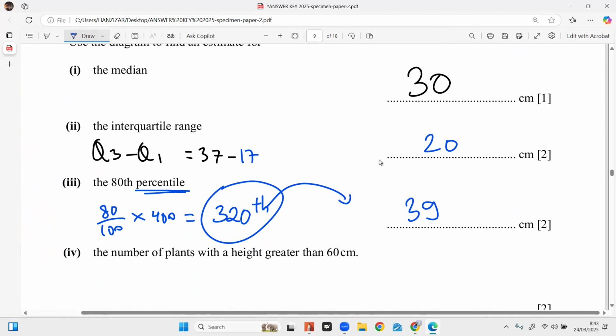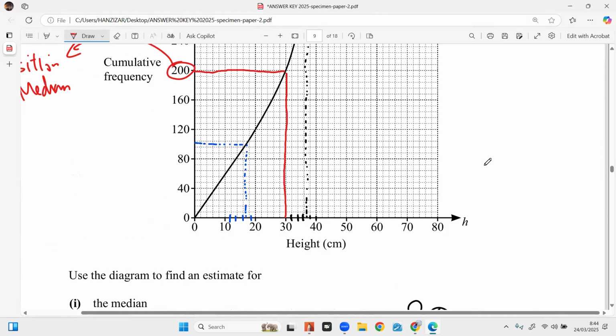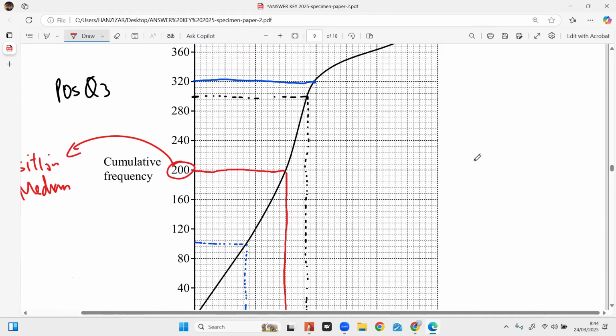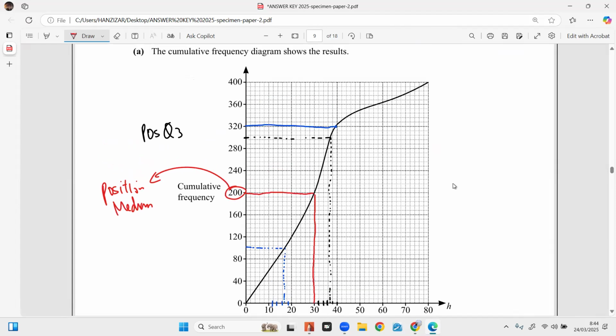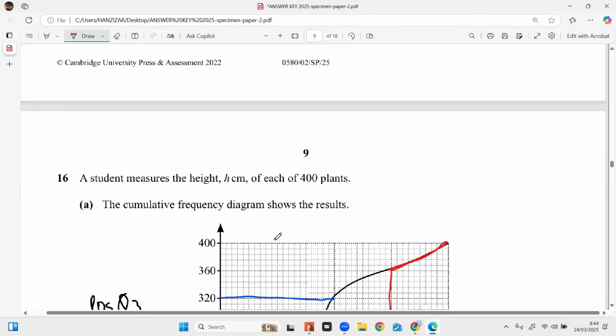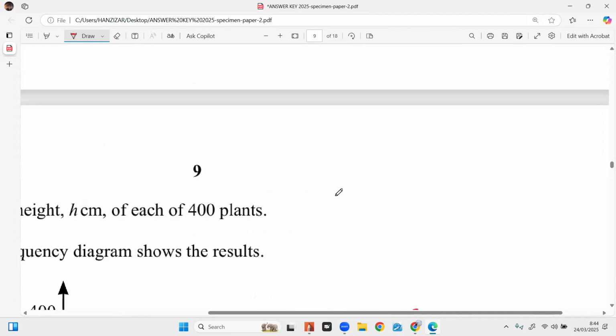Now, okay, guys, maintain your focus, please. The number of the plants with a height greater than 60 centimeter. So, listen, the 60 is not here, but we are looking at the unit 60 centimeter here, and it has to be going up, greater. So on the 60 centimeter, let's see, what is the unit? What is the frequency?